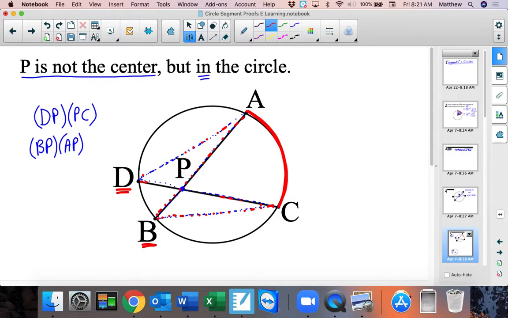So since both angle D and angle B, again, these are inscribed angles, right? These two are inscribed angles, and they create this arc right here. We know that those angles are half of the arc, but what's more important is that since they create the same arc, these angles must be the same. Those inscribed angles must be the same.